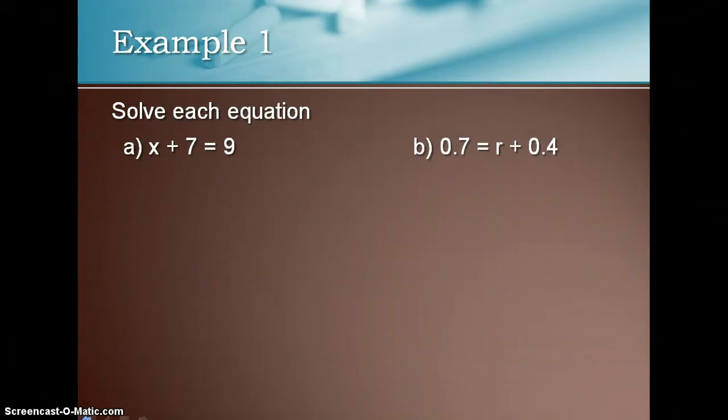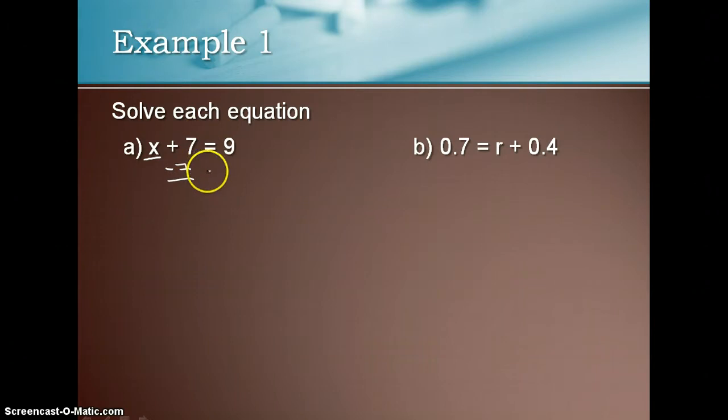The opposite operation that you're going to use is subtraction. So x plus 7 is equal to 9. Again, the first thing that you want to do is underline the variable that you're solving for, which is x in this case. Since we're trying to solve for x, the plus 7 needs to get canceled out. The opposite of plus 7 is minus 7, so we're going to subtract 7 from the left.